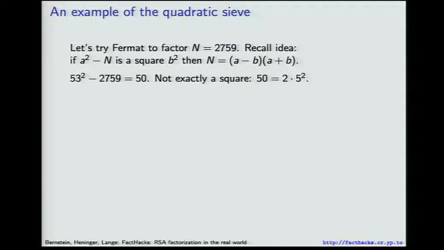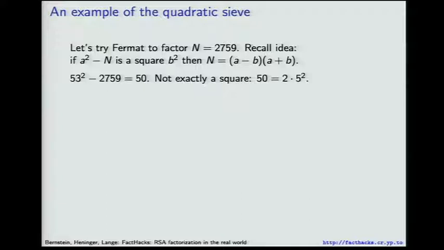So a was like the square root of n, or maybe that plus 1, plus 2, and so on. And you keep searching for a plus 1, and so on. Search for numbers that if you square them and subtract n, then you get a square. So let's try that for n equals 2759, which is not very big. Then you try 53, which was the ceiling of the square root. Square that, subtract 2759, you get 50.